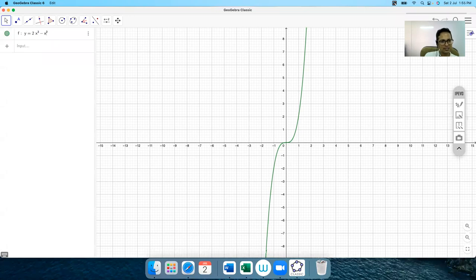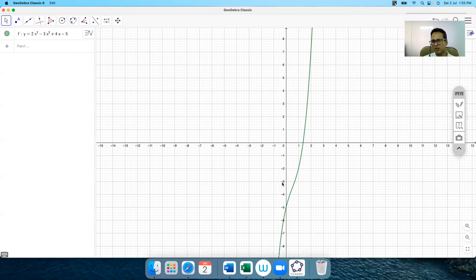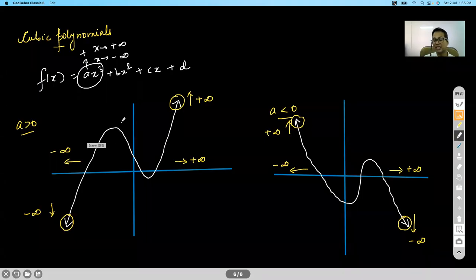Okay, negative 3x², plus 4x, minus 5 maybe. Or let's write, yeah. So again, whatever you write, many people are worried about the ups and downs you have shown here in the graph. What are these ups and downs? Now, we don't have to worry about these ups and downs right now.